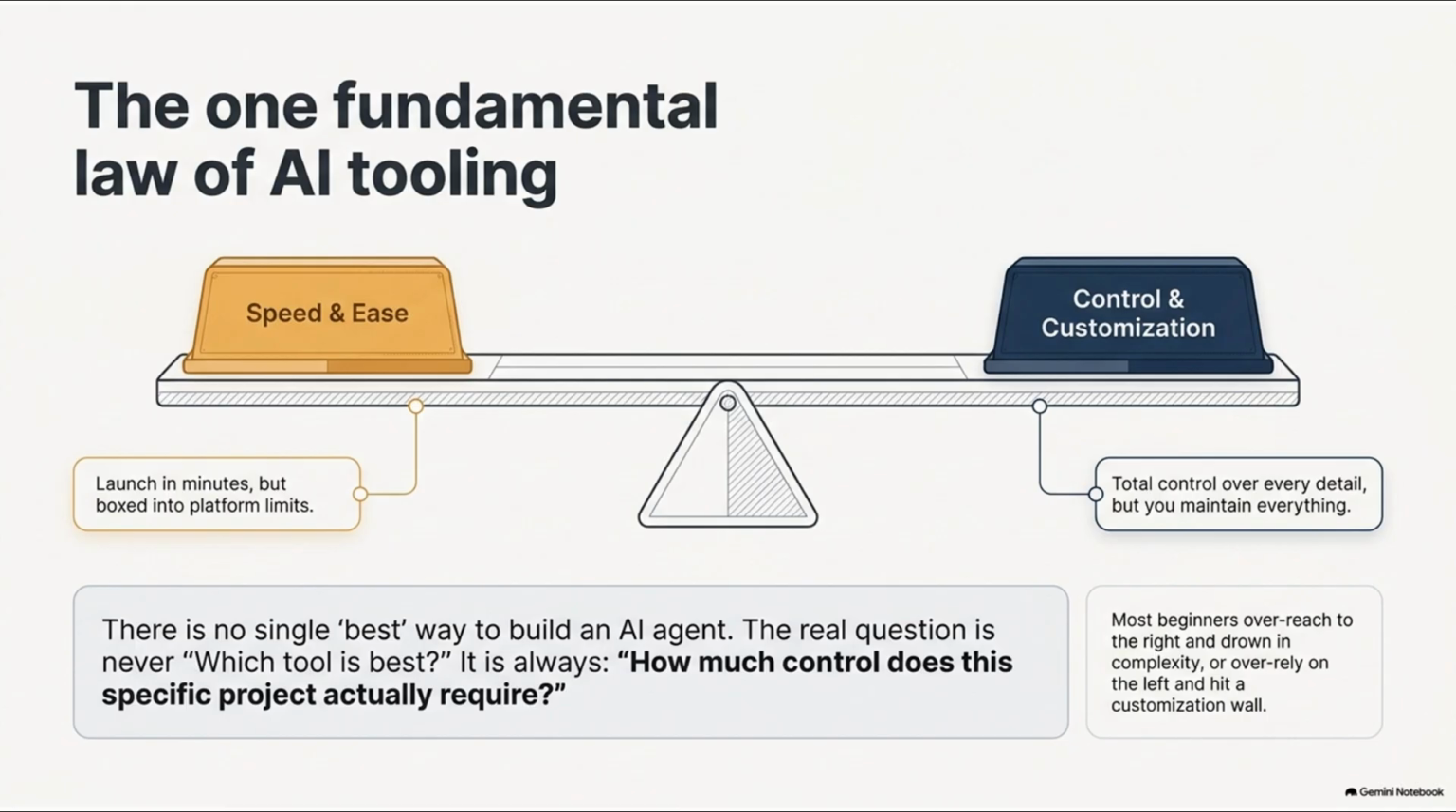Every tool you'll ever touch sits on a single scale. Speed and ease on one end, control and customization on the other. Push toward speed and you launch in minutes, but you're boxed in. Push toward control and you can build anything, but you maintain all of it. So the question is never which tool is best, it's how much control does this project actually need?